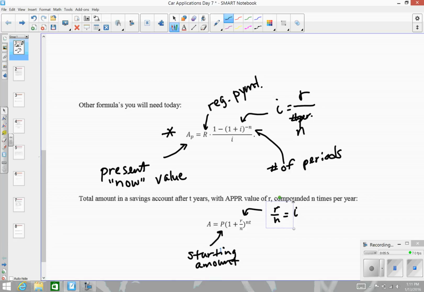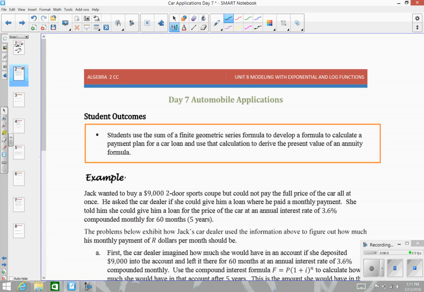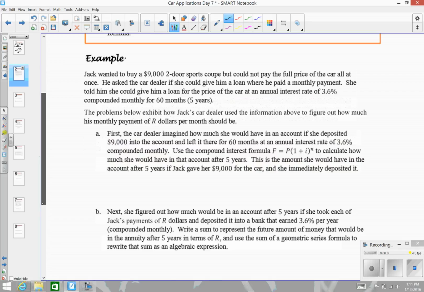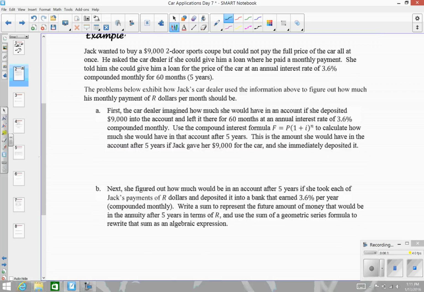Okay? Alright, so what we're going to do then, go to your next page, and we're going to just start in with some examples, because these formulas are all about figuring out things from an example. Here we've got Jack wanting to buy a car. $9,000 cost of the car, and he's going to need to take out a loan. Annual interest rate R, 3.6%, so I'm going to change that right now to a decimal, 0.036. Then he's going to pay for 5 years, pay monthly. So his total number of payments is going to be 60 here.